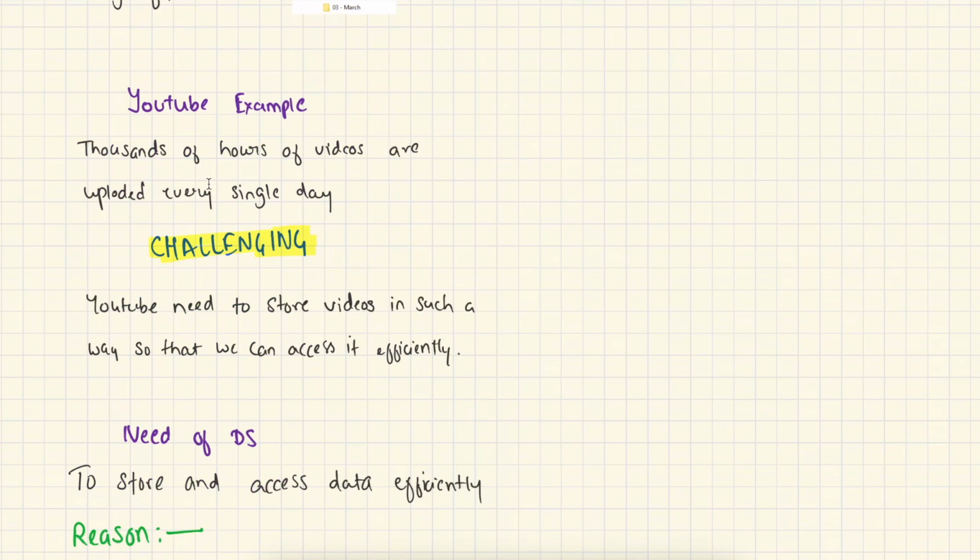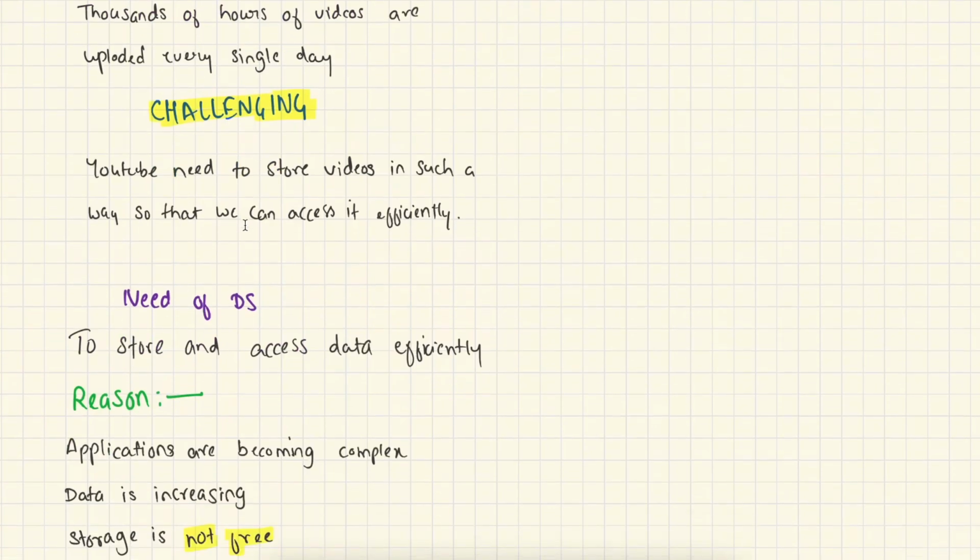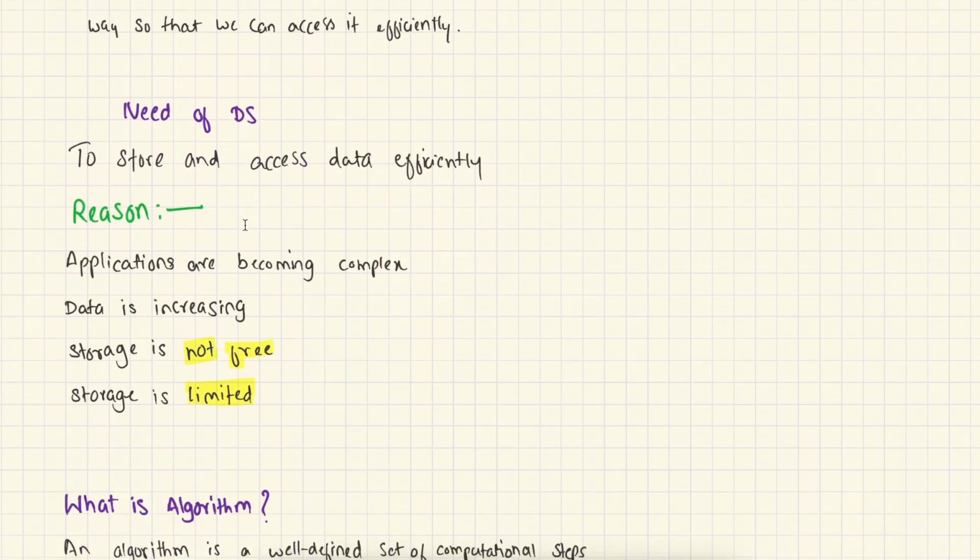Let's take the YouTube example. You are watching this video on YouTube. Along with this video, thousands of hours of videos are uploaded every single day on YouTube, right? You also want to access YouTube efficiently. You do not want to wait for a video to play. What you want is that your video should be played once you click the video. So this is really challenging for YouTube also, to store and manage such a huge amount of data. They also use some smart techniques to store data so that users can efficiently access their videos and content. So why do we need data structures? So we need data structures to store and access data efficiently.